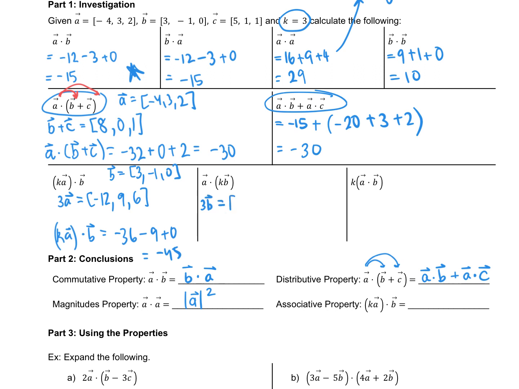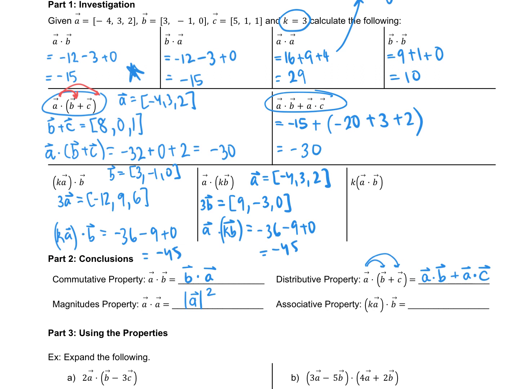Well, 3 times 3 is 9. 3 times -1 is -3. 3 times 0 is 0. And then our vector A is -4, 3, and 2. Okay, so now let's see. What do we get? 9 times -4, well, still -36. -3 times 3, we get -9 again. 0 times 2 is 0. And we get the exact same value of -45.